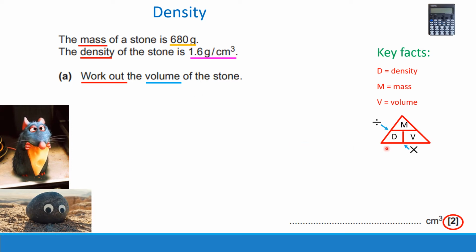So this triangle here works like any of the speed, distance, time triangles that you use in maths and physics, or the trigonometry triangles that I use. They all work exactly the same. So you cover up the thing that you want to find. We want to find the volume, so we cover up volume, and you're left with mass, and this line here means divide, and density. So we've got mass divided by density. So volume is mass divided by density.